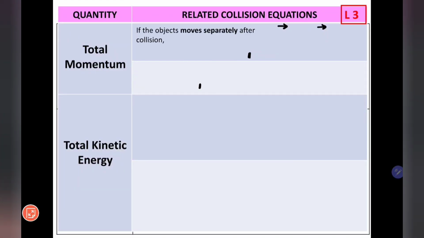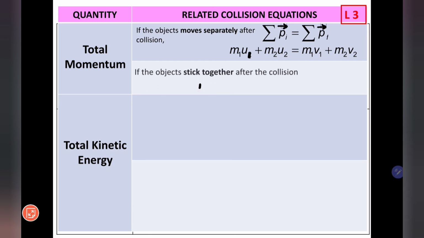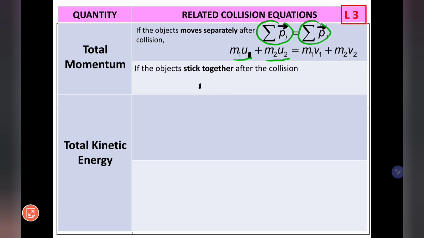According to the total momentum equation, if the objects move separately after the collision, the total momentum initial equals the total momentum final. They are equal to each other, which is M1 U1 plus M2 U2 equals M1 V1 plus M2 V2.